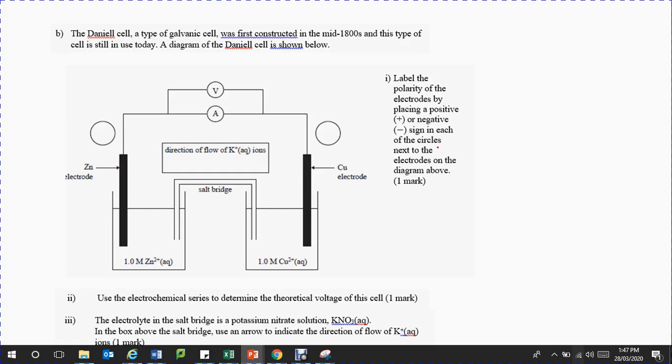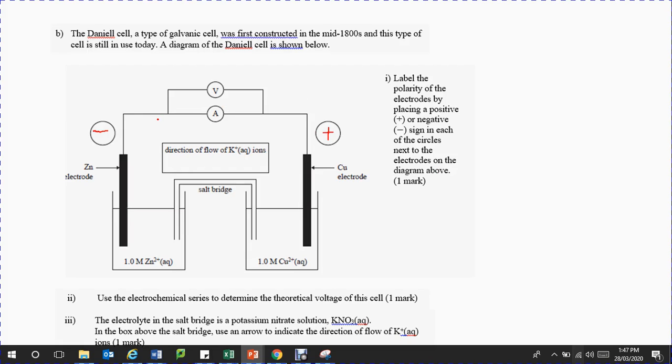Okay, so if we remember Daniell cell, we will hopefully remember, and I should have grabbed the electrochemical series, that my zinc is oxidized and my copper is being reduced. So I would have my zinc as an anode, my copper is being reduced. Now we'll label the polarities.